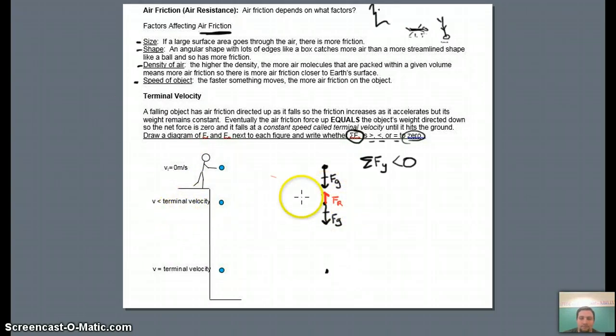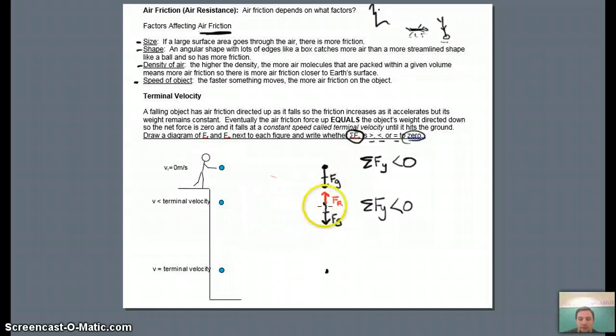So, if you notice, I'm still accelerating because I know my net force is still pointing down. You notice my weight force is still larger than my resistance force. So my net force in the y direction is still going to be less than 0. But as I move faster, this resistance force is going to start growing. It starts at 0. There is no resistance force, air resistance.